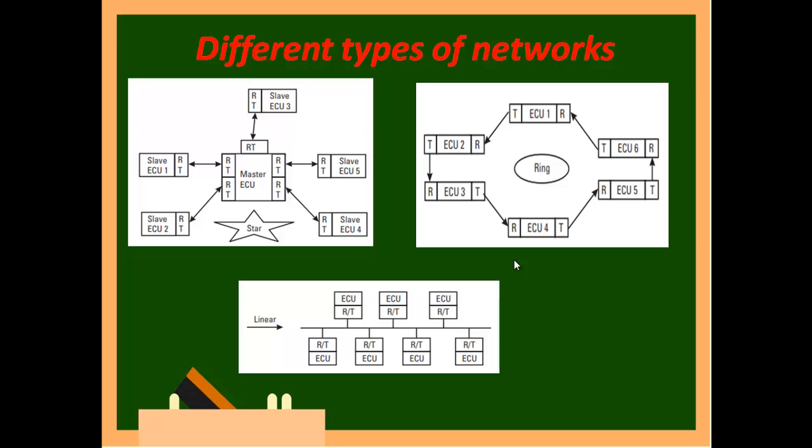Next comes linear. In linear, two wires are kept common. Anyone who wants to send data can send through the wire. Here there is no master, no slave. When you send data, you become the master. When you receive, you become like a slave.